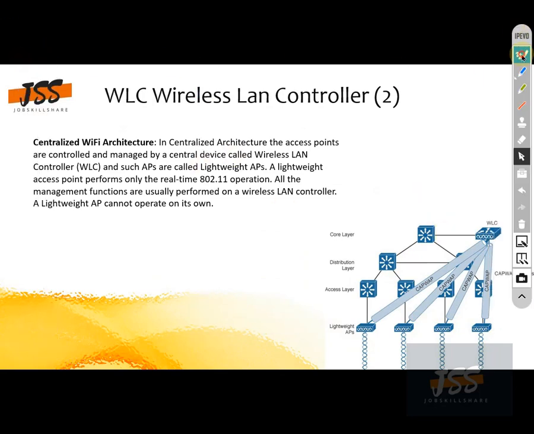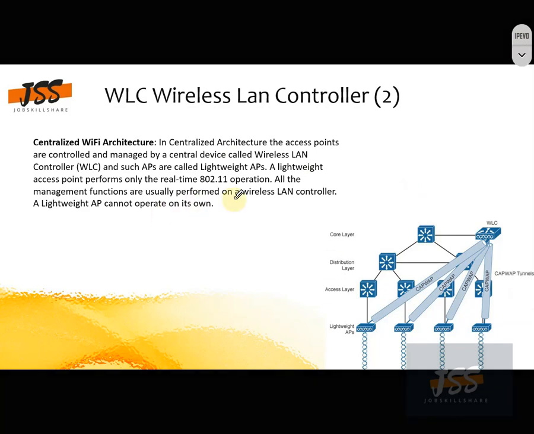So this is our centralized architecture. We have wireless LAN controllers, and then we have lightweight access points, which basically grab the configuration from the wireless LAN controllers. Maybe the system admin is sitting somewhere here, and he's just concerned with the wireless LAN controllers. Whatever configuration is done on this WLC will be replicated on these lightweight access points.